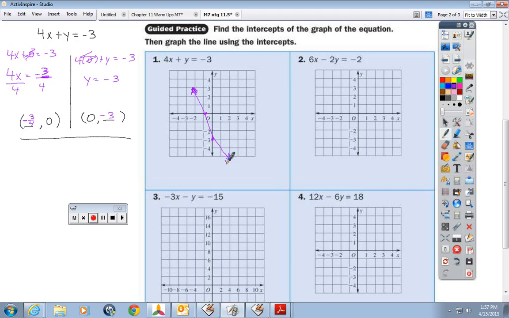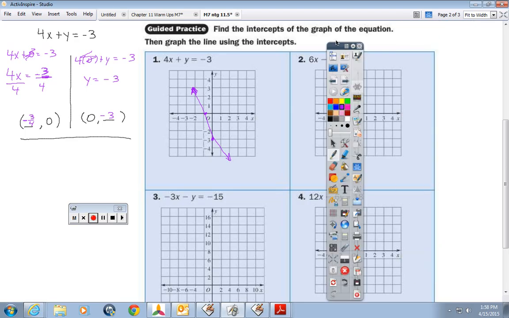So that's a really good question. Okay, so number 2, is number 2 in function form? No. Did the directions tell me to put it in function form? No. So do I have to? No. Okay, so what I'm going to do is, the directions are telling me, you find the intercepts.